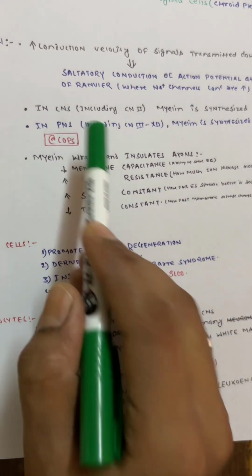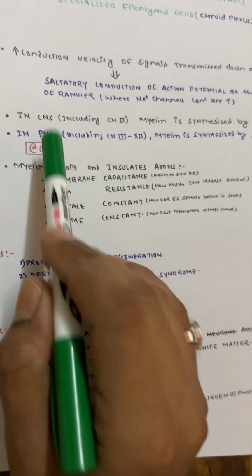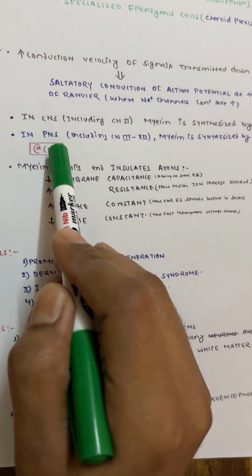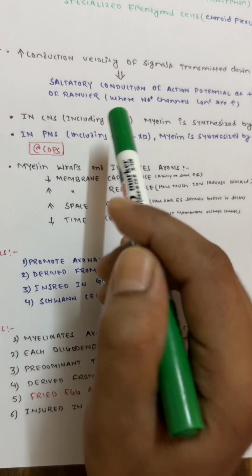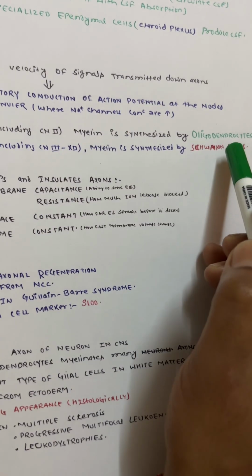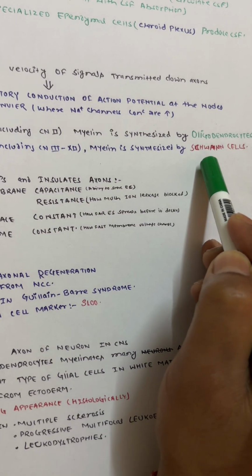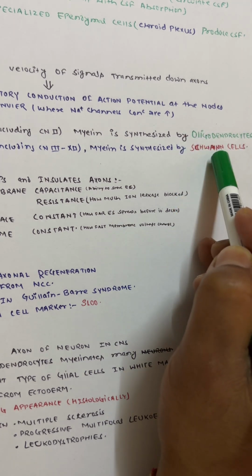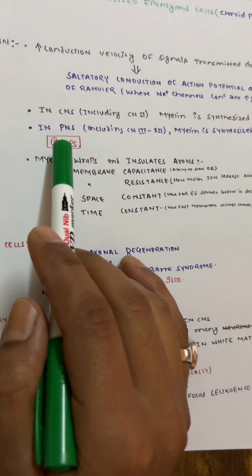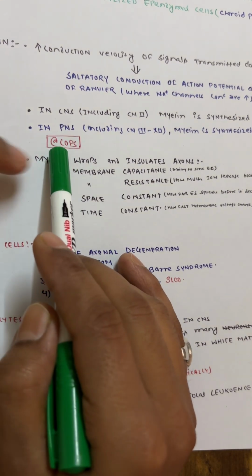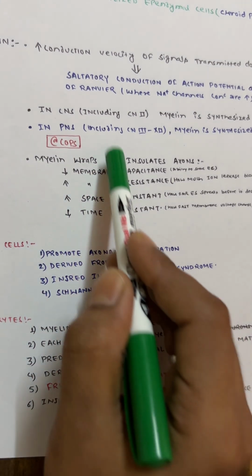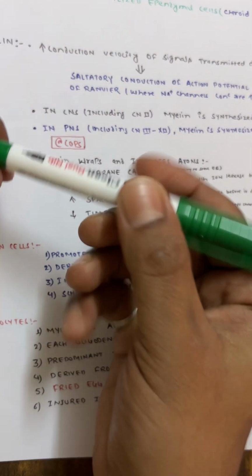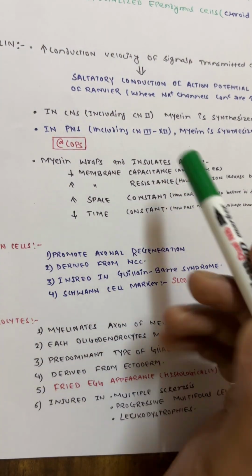Now remember this line: in the central nervous system we have the brain and spinal cord, and in the peripheral nervous system we have the cranial nerves. In the central nervous system this myelin is synthesized by oligodendrocytes, and in the peripheral nervous system it is synthesized by Schwann cells. We also have a mnemonic, COPS: central nervous system oligodendrocyte, peripheral nervous system Schwann cells.